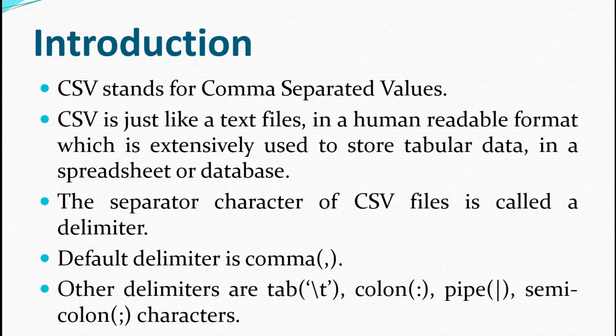That means it is a human readable format that is very extensively used to store tabular data in a spreadsheet or database, as I already discussed with you. Spreadsheet means an Excel sheet, meaning data by default goes to the Excel software. Then the separator character of a CSV file is called a delimiter. As the name suggests, comma separated value, comma here is the delimiter. So this is the default sign.